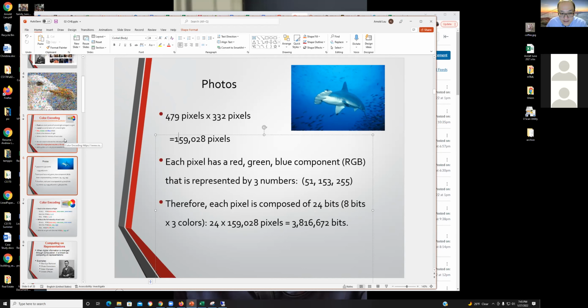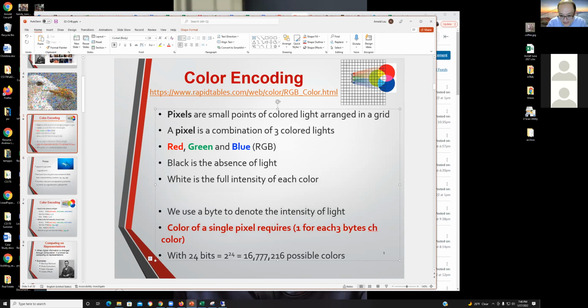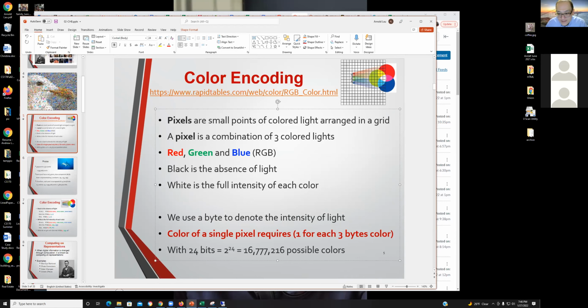And so when I ask how much space this is going to take up, remember what we said back here: how much space does each pixel take up? Okay, I must have typed over this before. So one for each, 3 bytes, okay?